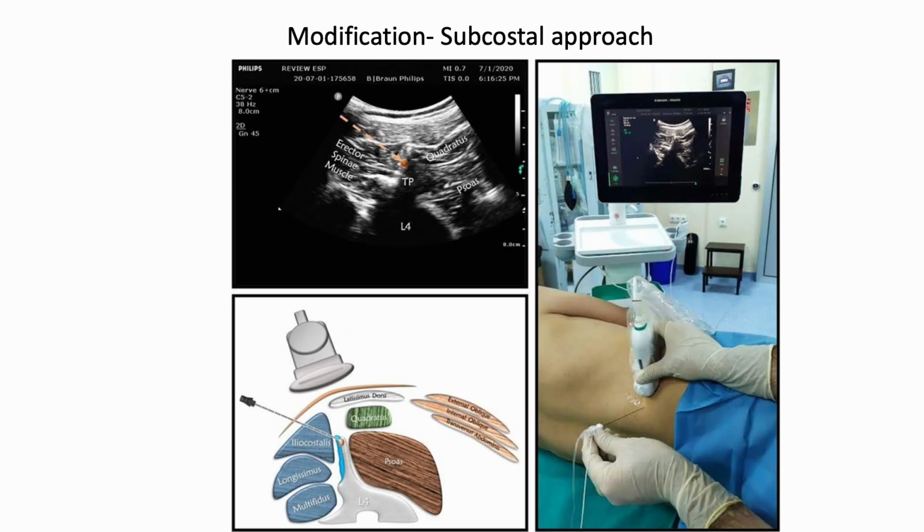The subcostal approach to the ESP block is very similar to the subcostal lumbar plexus or the subcostal transmuscular quadratus lumborum block or the shamrock block. So the contact with the transverse process is made in plane from posterior to anterior with the patient in the lateral position.